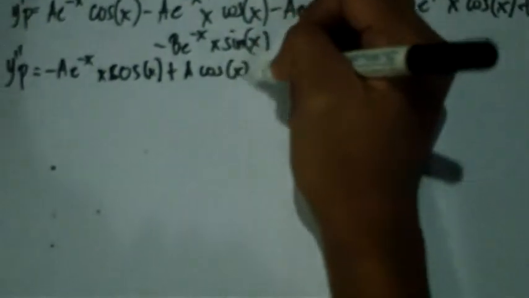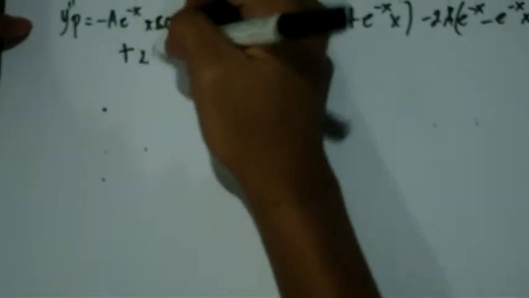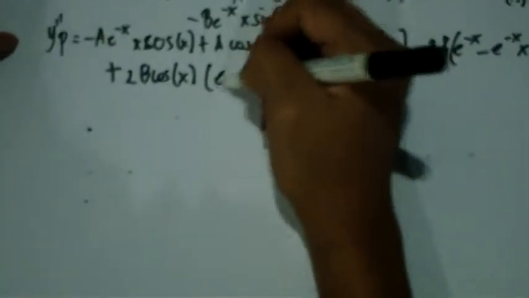So second order differentiation would result to negative a x e raised to negative x cosine x plus a cosine x quantity negative 2 e raised to negative x plus x e raised to negative x, minus 2a e to negative x, so it's quantity here, minus x e raised to negative x times sine x, then plus 2b cosine x e raised to negative x minus e raised to negative x times x, minus b x e raised to negative x sine x plus b sine x, negative 2 e raised to negative x plus x e raised to negative x.